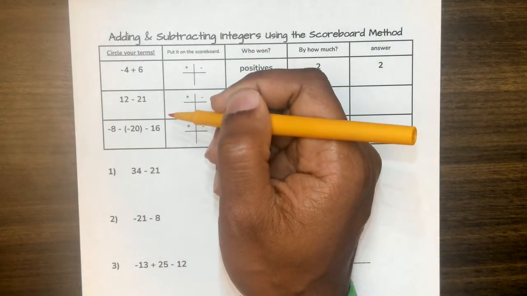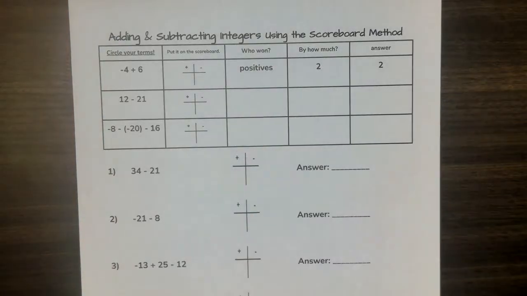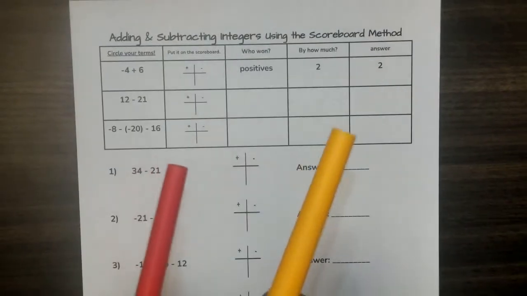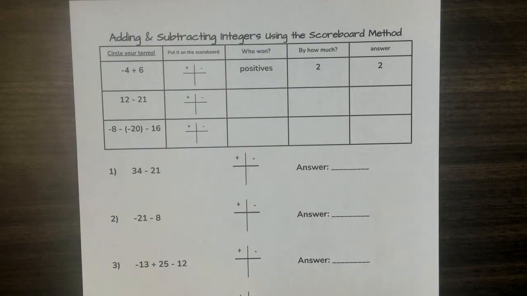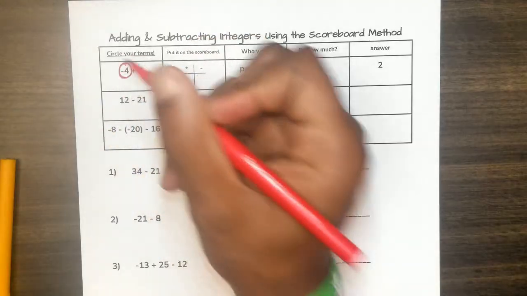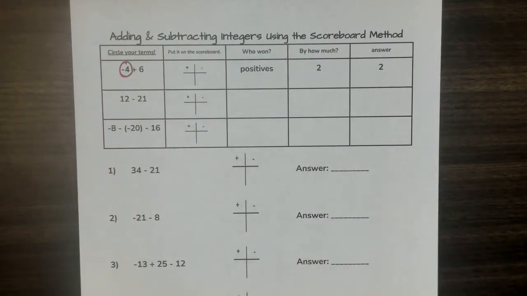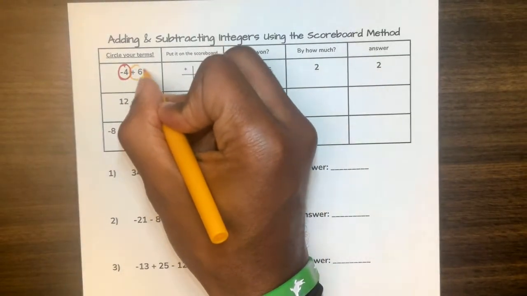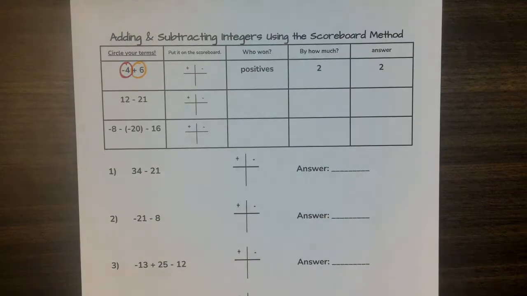For the purposes of consistency, I am going to use the same two colors that I used yesterday: red for negatives, yellow for positives. So I'm going to start off with circling my negatives. I have a -4 here, and then I have a +6. Remember, I'm just using yellow and red. It does not matter what color you use, just as long as you know which is negative and which is positive.